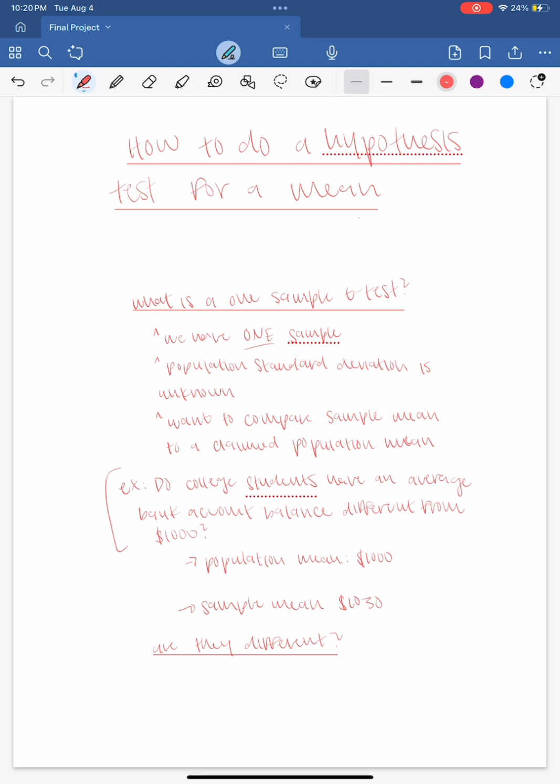A one-sample t-test compares the average from one sample to a claimed population average. We use this test when we don't know the population standard deviation. Our goal is to determine if the sample gives enough evidence that the true population mean is different from the claimed value.